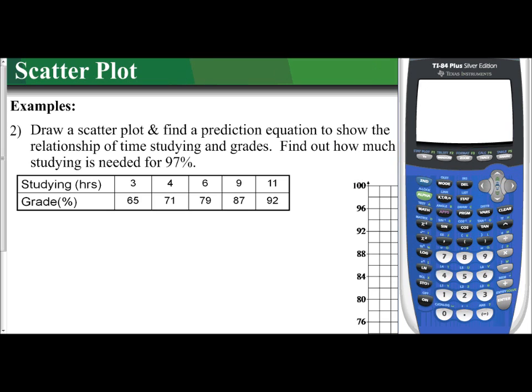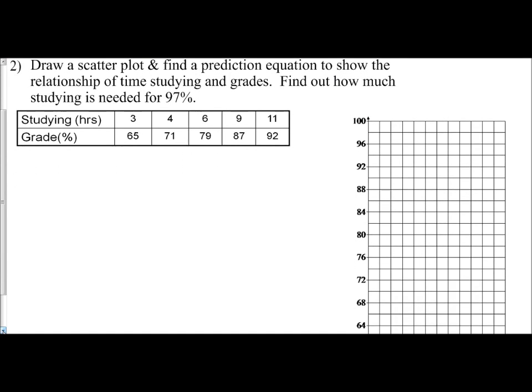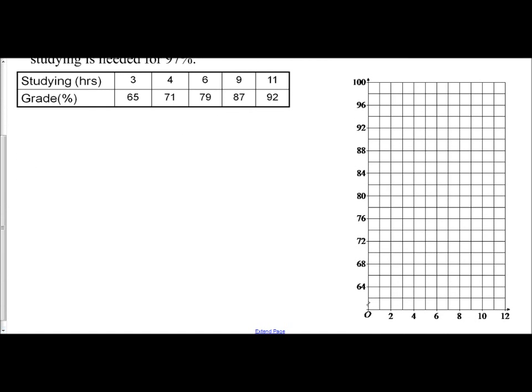So let's start. Draw a scatter plot and find a prediction equation to show the relationship of time studying and grades. And then find how much studying is needed for 97%. So there are three things we're going to do. Draw a scatter plot, find a prediction equation, and then use the given information to make a prediction. So let's first just draw the scatter plot by hand.